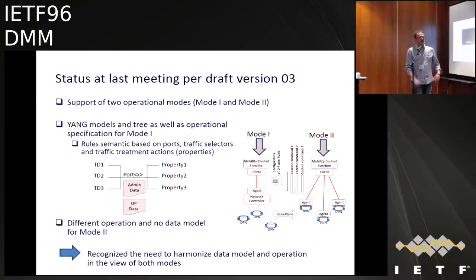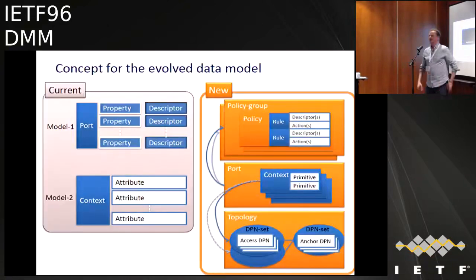Next slide. So this is actually what Satoru presented at the last IETF meeting, showing in an illustrative way how the version 3 data models, so here mode 1 operation, which works on ports, which is a key for a rule, traffic descriptors and the treatment actions for that traffic, that means properties, and for mode 2, which is somehow binding attributes for a local configuration to context information, fit into a common data model, which has different granularity to be exposed to the control plane.